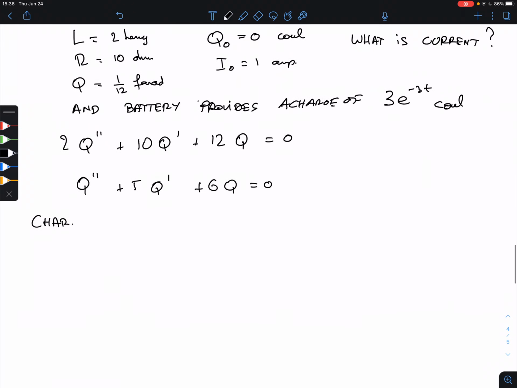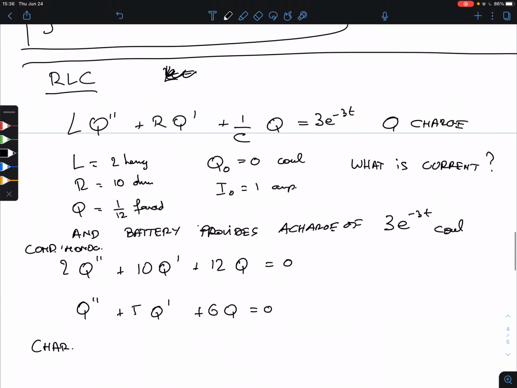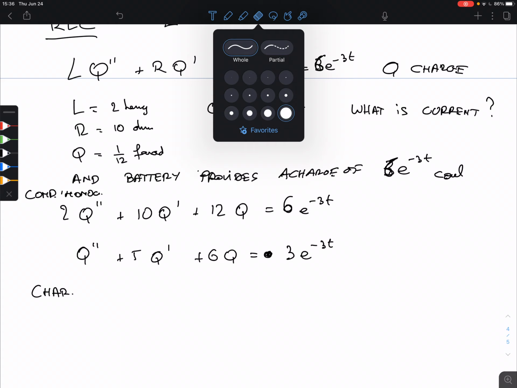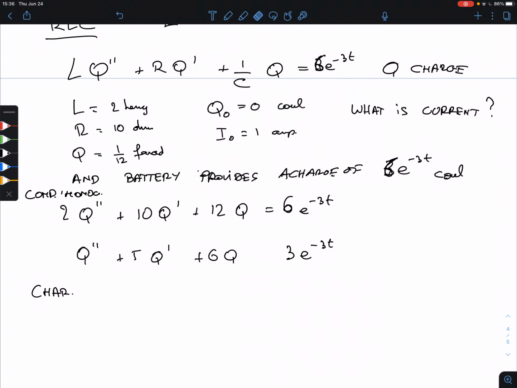Okay. So this is the complementary homogeneous then. Oh no, sorry. This was supposed to be 6. So let me write down the equation before. Here we would have 6e to the minus 3t, and we divide everything by 2. Then it's 3e to the minus 3t. Sorry, let's not go too fast here. So let's do the complementary homogeneous.